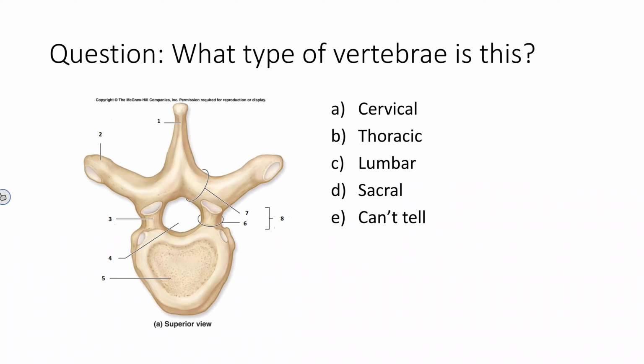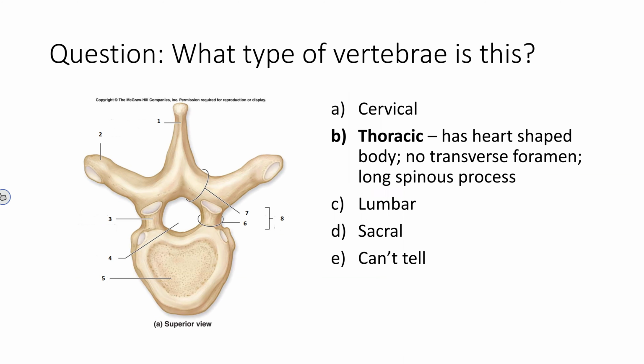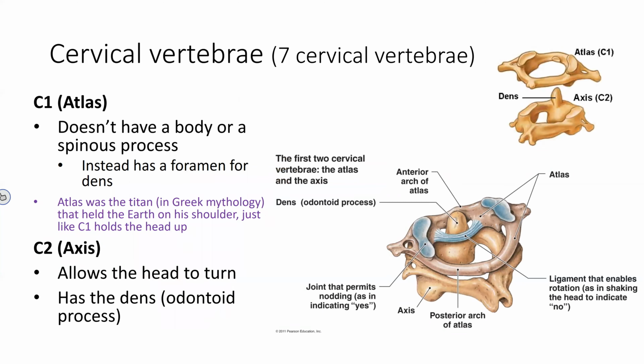So what type of vertebrae is this? It's the thoracic vertebrae, because of the heart-shaped body, it doesn't have any transverse foramen, which is something that you see in a cervical vertebrae, and it has a long spinous process. So in, say, cervical vertebrae, you've got a bifid spinous process.